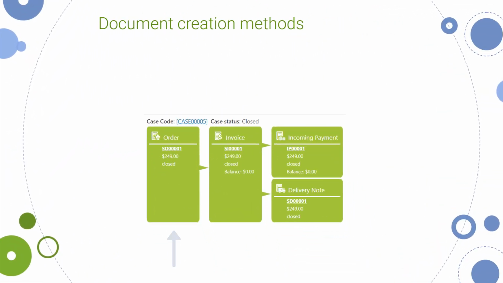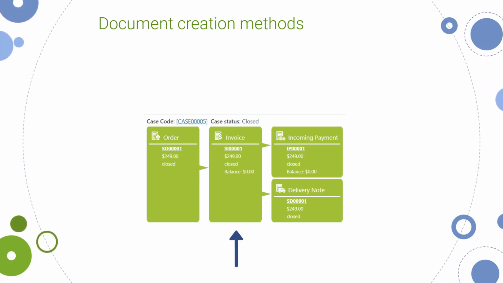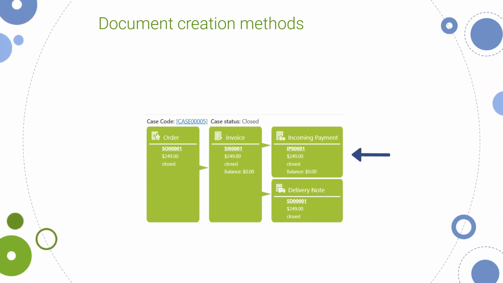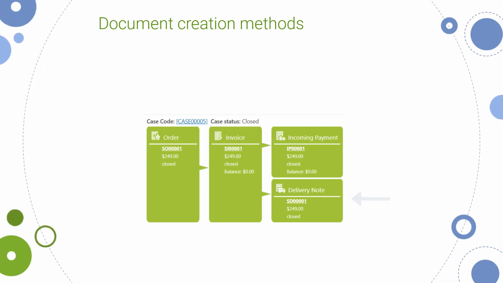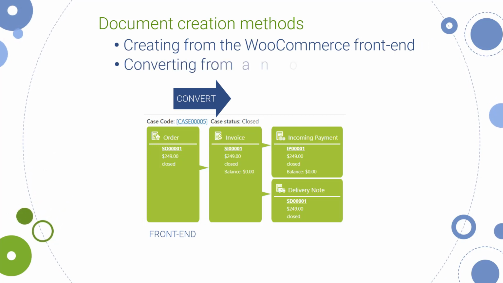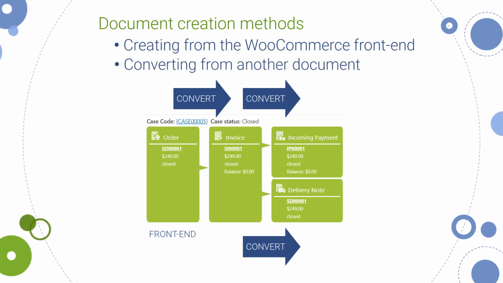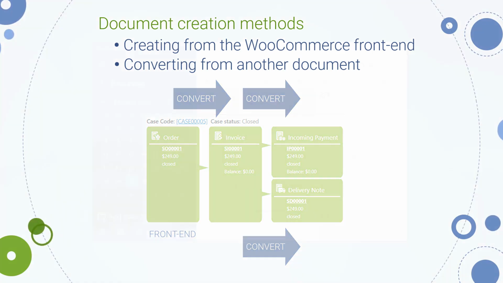We already have an order placed by the customer on the front end. We will issue an invoice first, then record the payment, and finally the delivery note. The order is created on the front end. All other documents are converted from the previous one. Every document has its antecedents, so you do not have to create any one from scratch now.